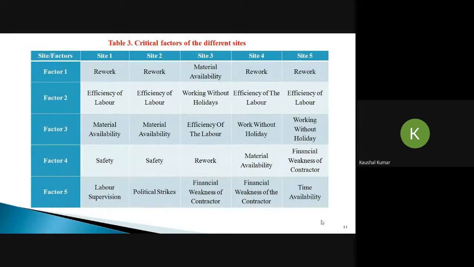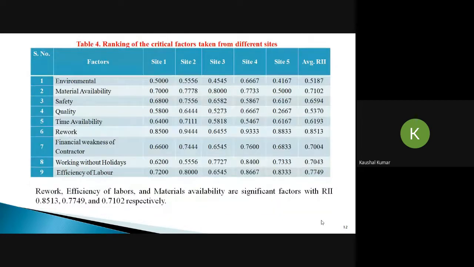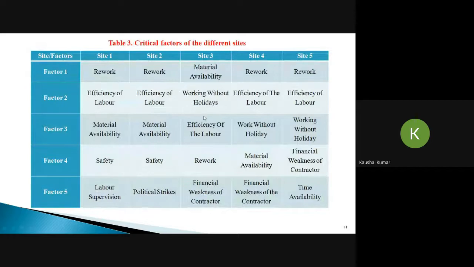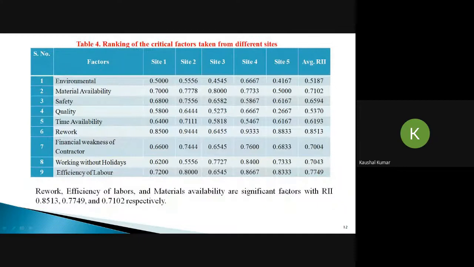Based on these factors, we have calculated the 9 factors which we have at all the sites taken into consideration. We have calculated the RII values, and the average RII value has been calculated at the end. Here, in the average RII value, rework, efficiency and materials availability are the significant factors, with RII as 0.8531, 0.7749, and 0.7102 respectively.